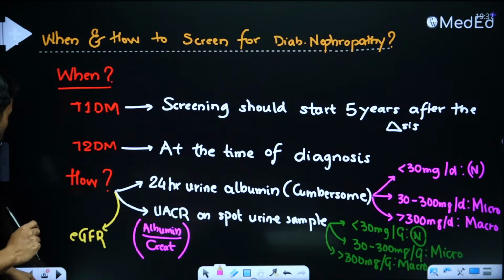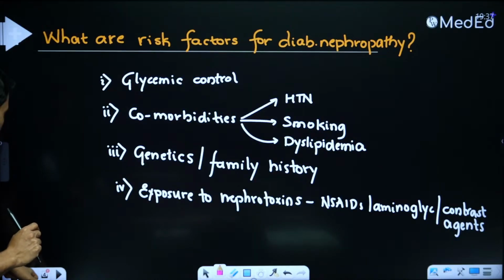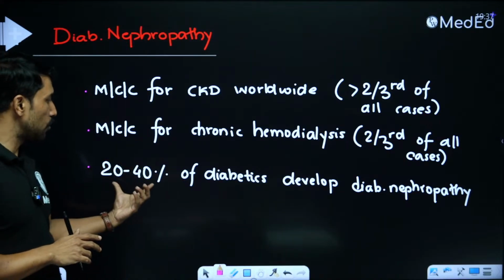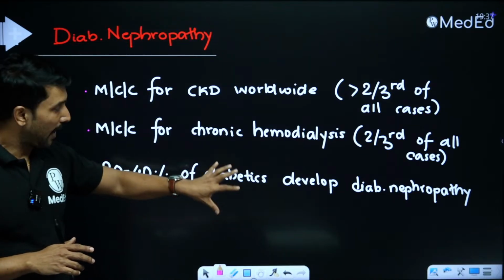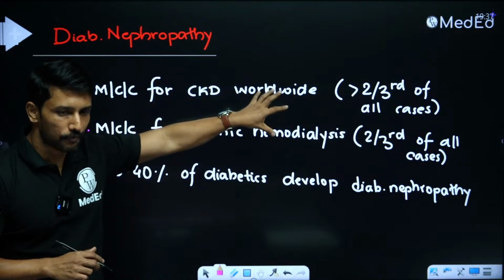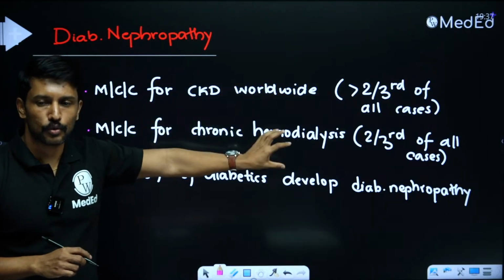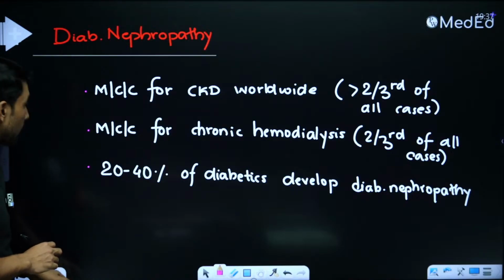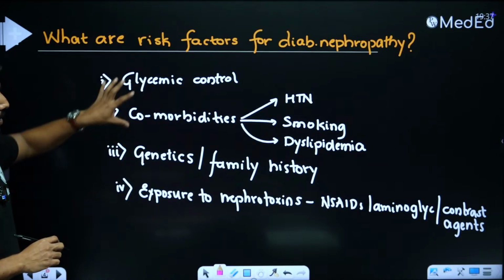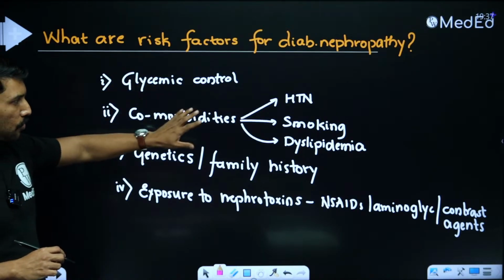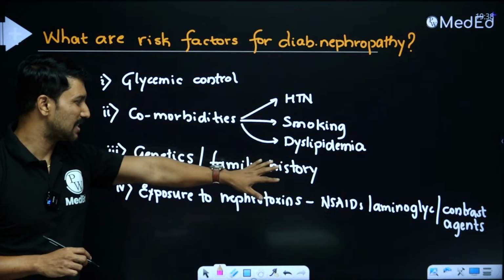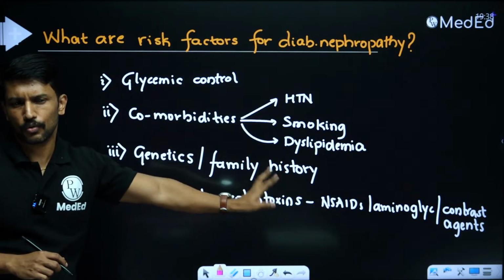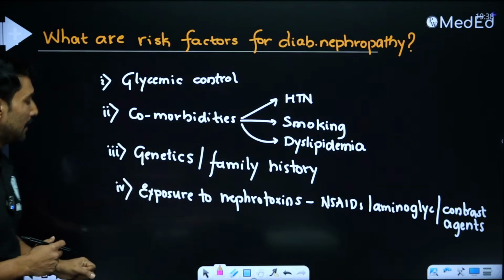So let me give you a quick recap. What is diabetic nephropathy? It's one of the major complications of diabetes which affects 20 to 40% of diabetics, and it is responsible for two-thirds of all cases of end stage kidney disease and two-thirds of all patients who are undergoing dialysis today. What are the risk factors? Poor glycemic control, comorbidities like hypertension, smoking, dyslipidemia. Of course, genetics plays an important role, and co-exposure to nephrotoxins during the course of the illness.